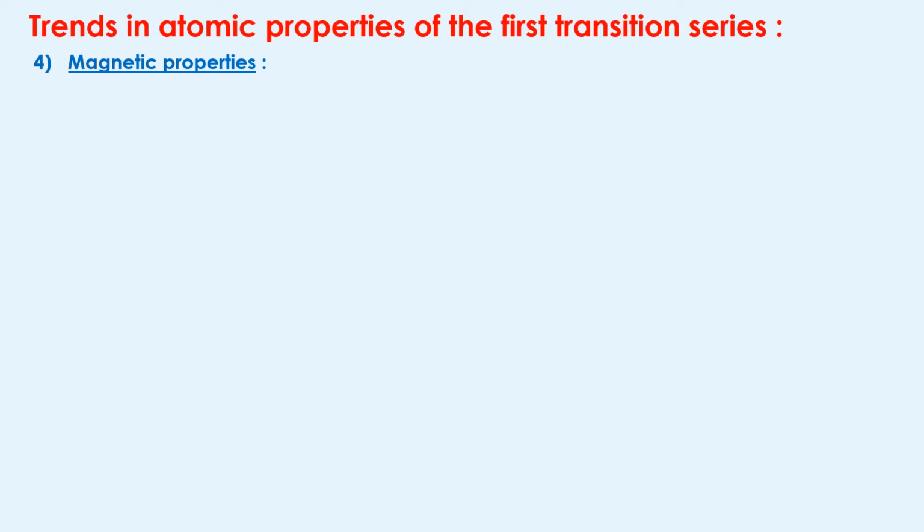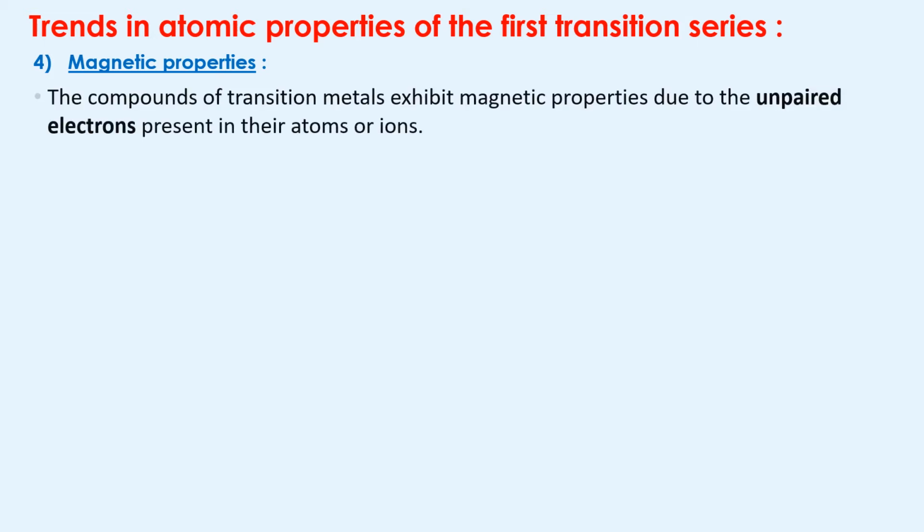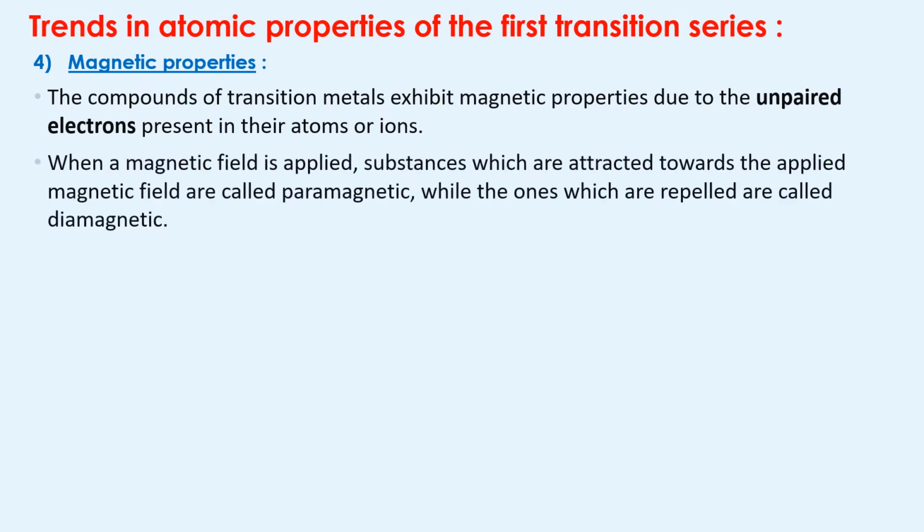So now we start with magnetic property. First of all, why do they show magnetic property? This is our question. The compounds of transition metals exhibit magnetic property, and the reason behind that is they have unpaired electrons present in their atom or ion. So the compounds of these transition elements show magnetic property due to the presence of unpaired electrons in their atom or ion.